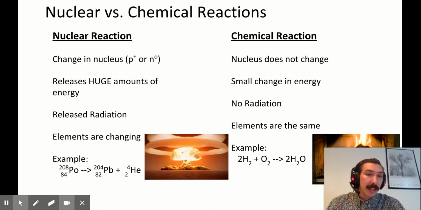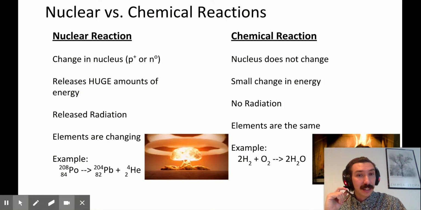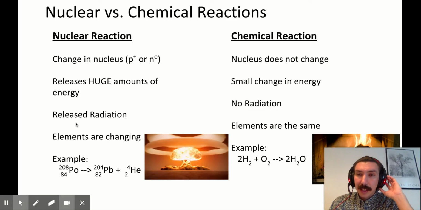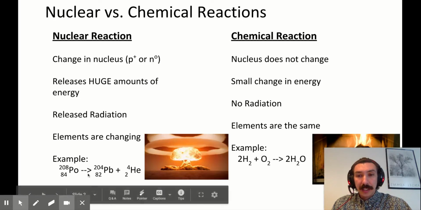Compared to a chemical reaction, which releases or absorbs sometimes much smaller amounts of energy. So a fire would be a large amount of energy for a chemical reaction. Nuclear reactions release radiation, whereas chemical reactions don't. And in nuclear reactions, our elements are changing. So we could think of an example here.